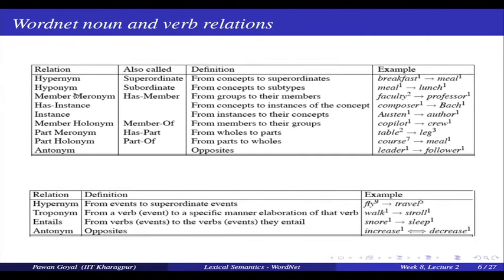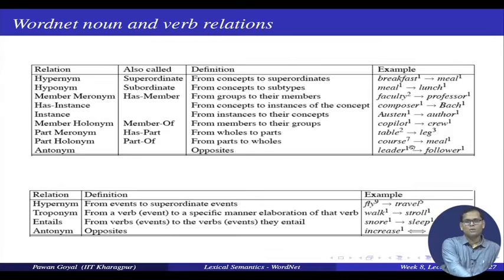Member meronym: professor is a member of faculty. Has instance: composer, an instance is Bach. Austen is an instance of author. Member holonym, like captain is a member of crew. Part meronym, from whole to parts, so table to leg. Part holonym, the other way around, from parts to whole, like course to meal. And antonym, that is the opposite, leader and follower.